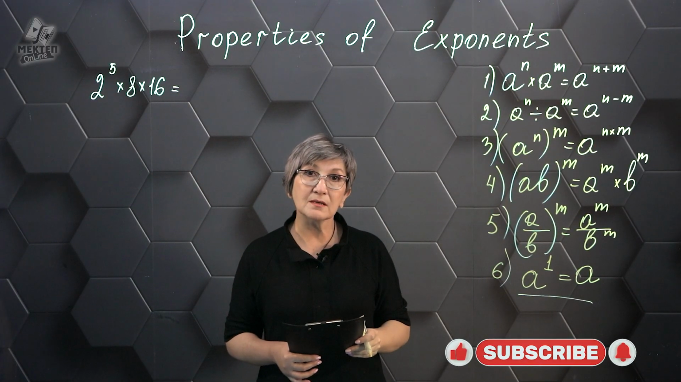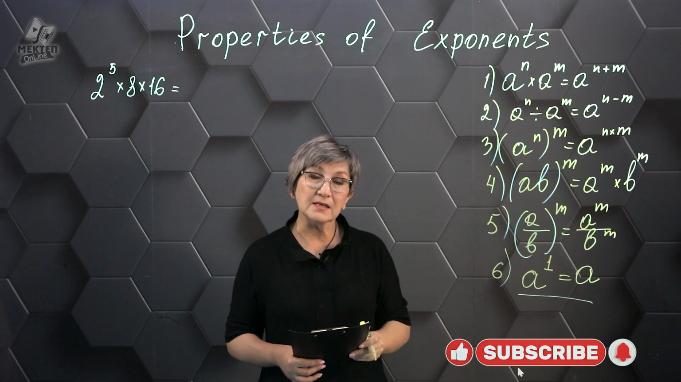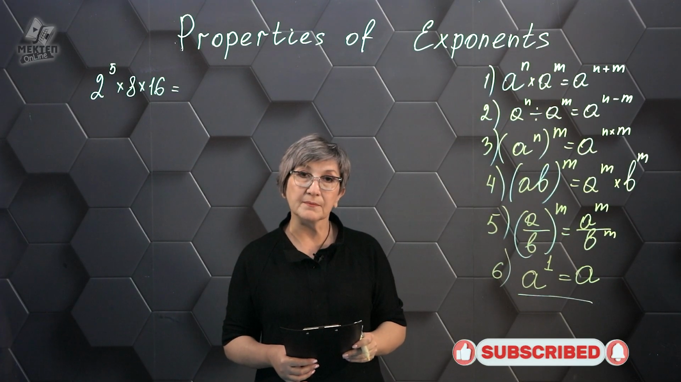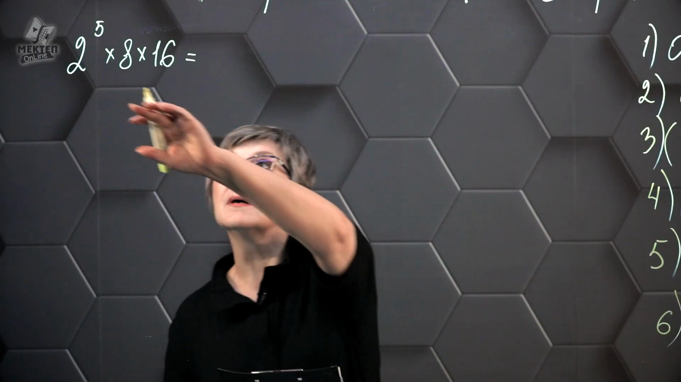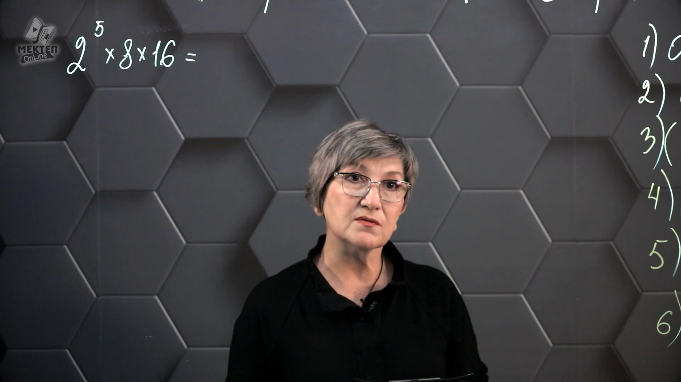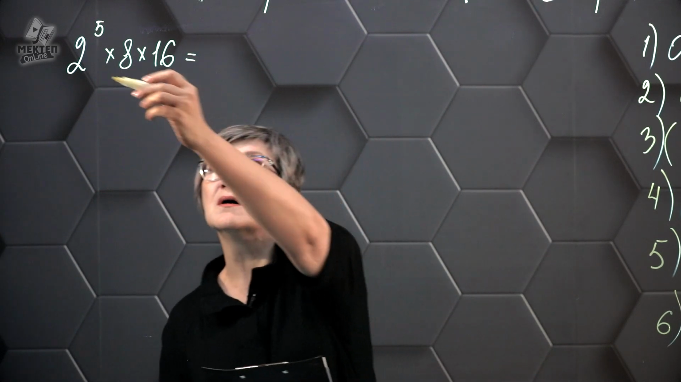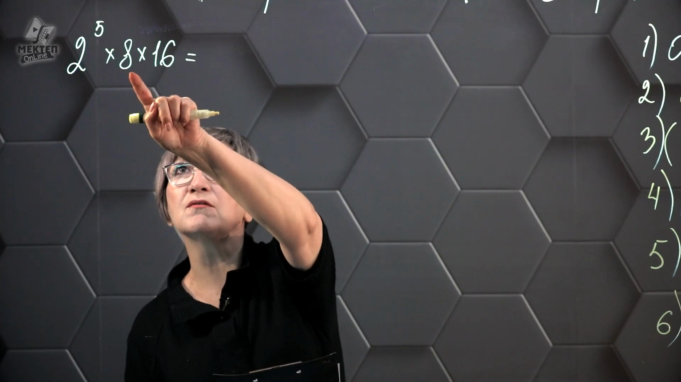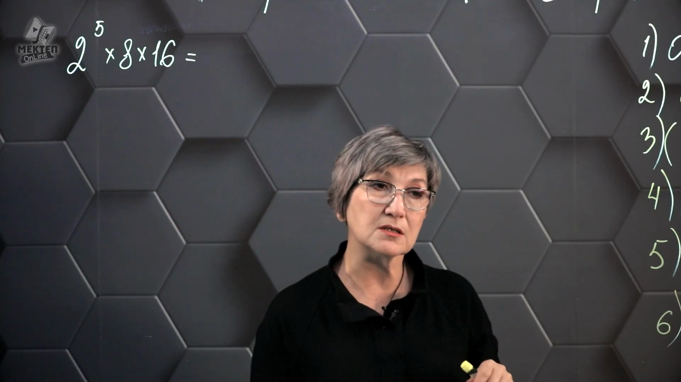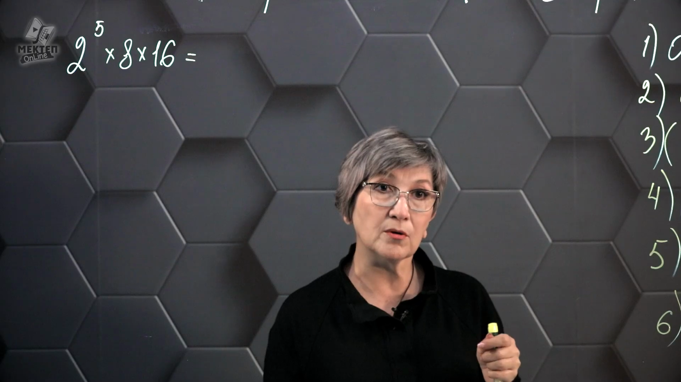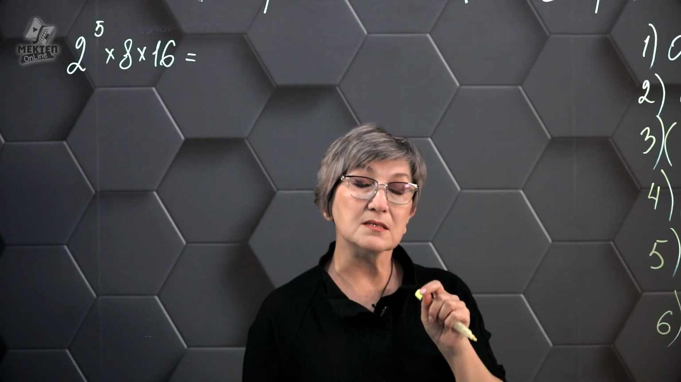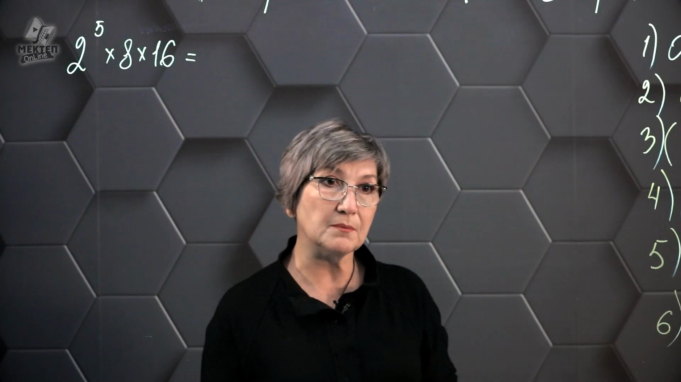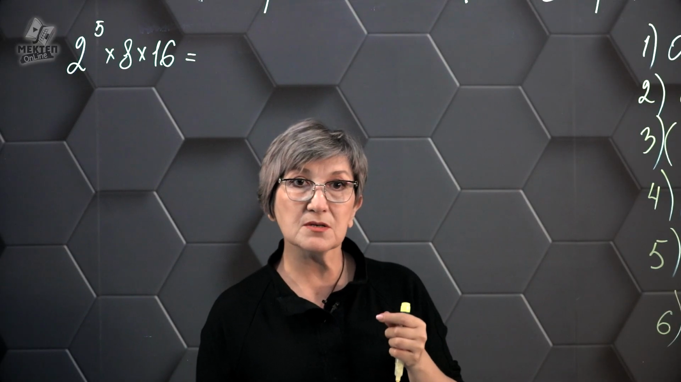We need to find the value of this expression and write the answer in the form of a number to some degree. To do this, we have to use the properties of degree. Of course, we can take 2 to the 5th degree, multiply that result by 8, and then multiply by 16, and we have a number. But the assignment tells us to write the answer as a number to some degree. And then we need to apply the properties.